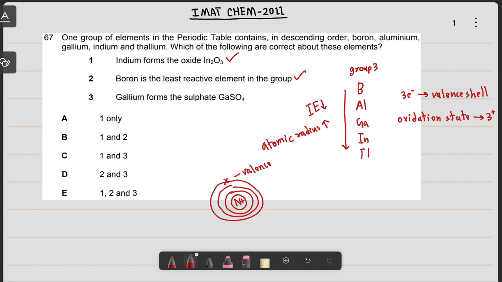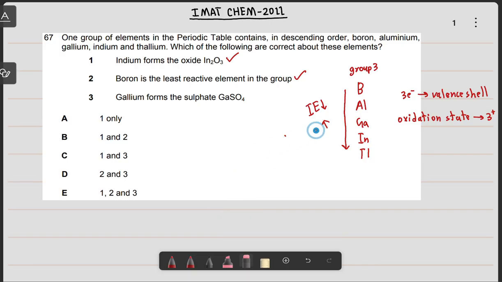This option is correct. So let's move to the third option. The third statement says gallium forms the sulfate Ga1 SO4. So we can straight out say it's wrong. Why? Because we already know that these five elements belong to group 3, and we'll focus on gallium in this statement 3. So gallium has 3+, and this sulfate ion, which is SO4 2-, has an overall charge of -2.